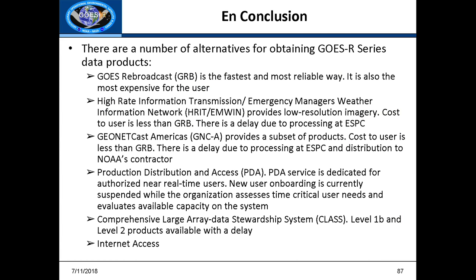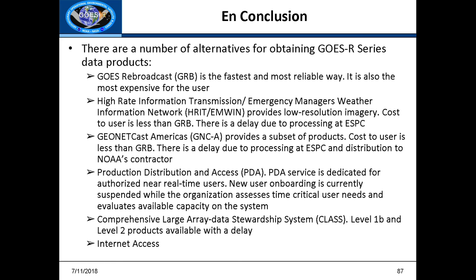So what I hope we've done here is provide you enough information about GRB that you see the benefits of it as a fast and reliable way of retrieving products. HRIT/EMWIN provides low resolution imagery, but serves the needs of emergency managers. The cost is a lot less. GRB receivers are pretty intensive as far as the hardware and software it takes to install them. HRIT/EMWIN is a much less expensive installation, GeoNetCast as well.